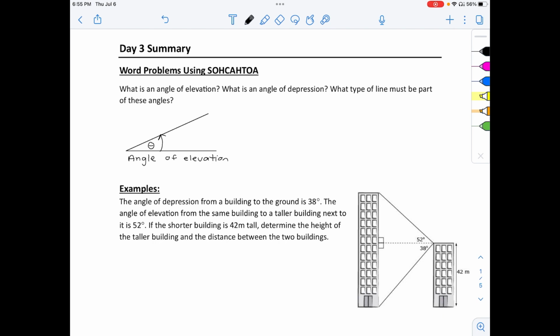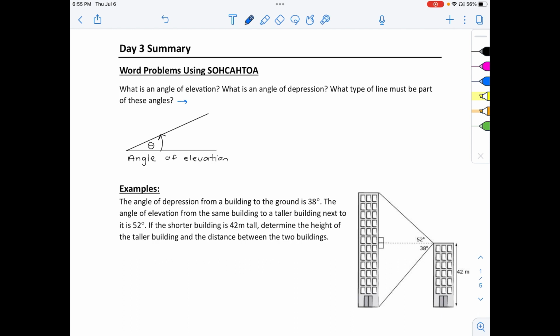Okay, so we can think of it as the angle between the horizontal and whatever else, like the other line is. It could be a line of sight, it could be a ladder, it could be a string, a wire, depending on the scenario of the question. But you always start from the horizontal. So when you see this part here, what type of line must be part of these angles? A horizontal line must be part of them.